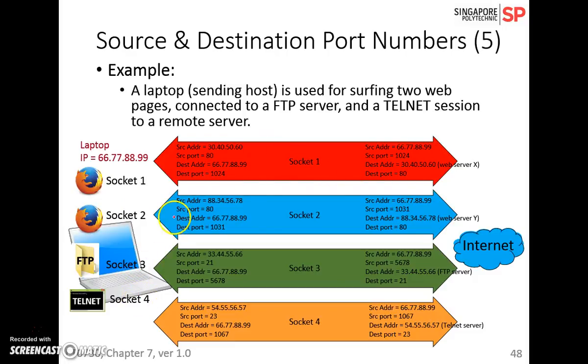When the reply packets come back, obviously the destination address will be the same, 66.77.88.89, which is the IP address of this laptop, because all these four packets are going back to the laptop. What will be different will be the destination port number. When you open up a web browser, it will reserve a port number. In this case, it reserves port 1024.